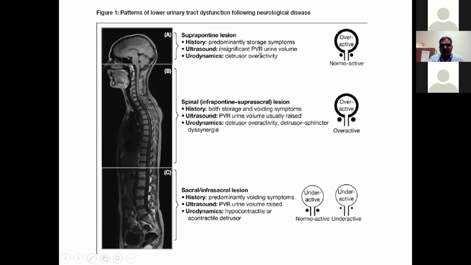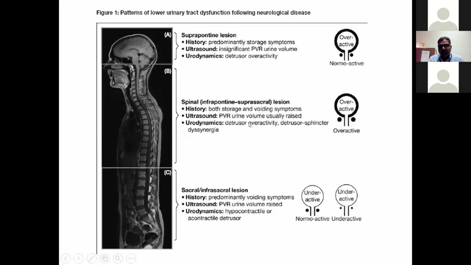Ultrasound shows insignificant PVR volume, and urodynamics shows detrusor overactivity. This is a diagram which shows that in the suprapontine lesion, the bladder is overactive and the sphincter is normoactive. In the suprasacral spinal cord lesions, because the coordination is lost, the patient has both storage as well as voiding symptoms, and there is increased PVR.